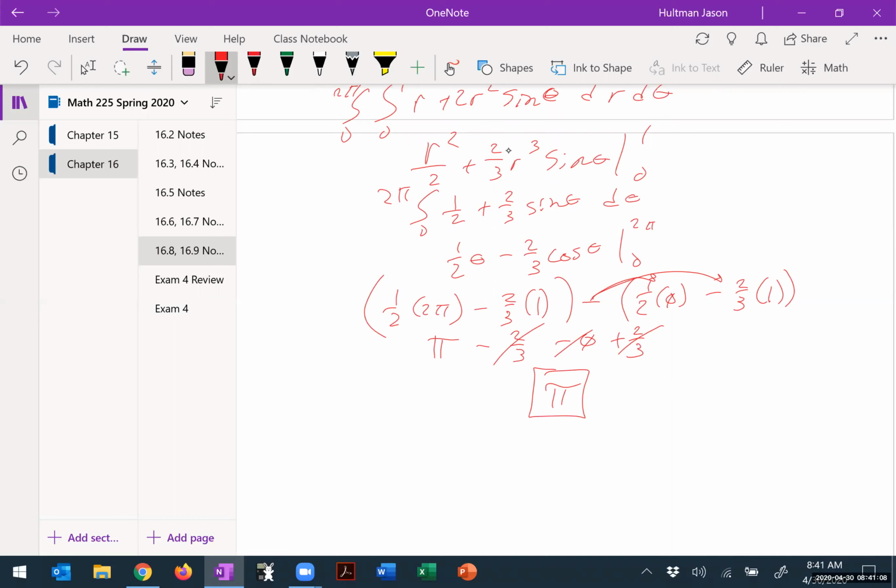Okay, so what was pi? Pi was our line integral around our slanted ellipse, this line integral here, and that ended up being a length of pi.